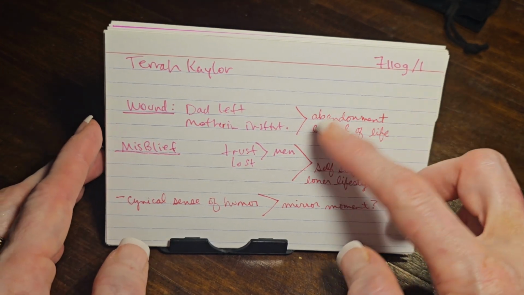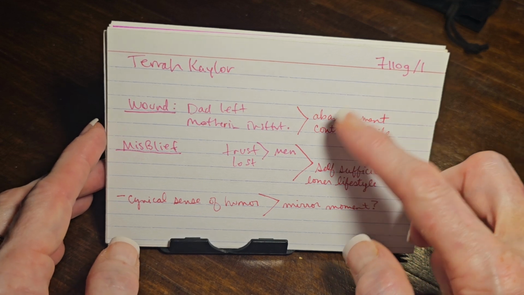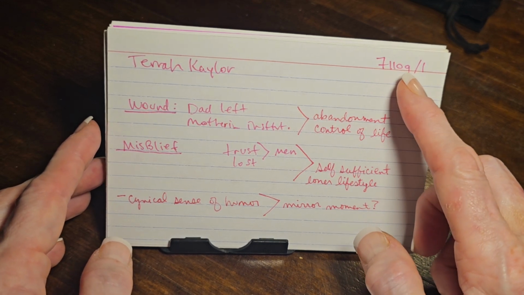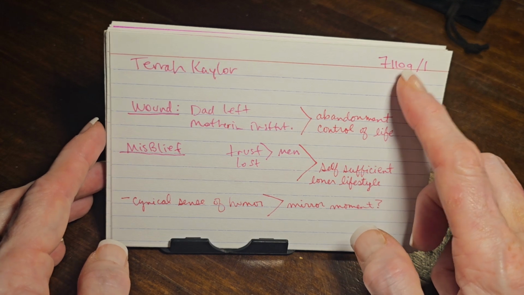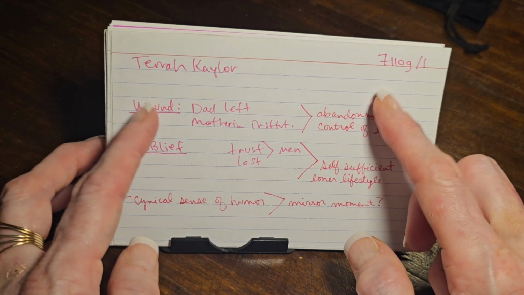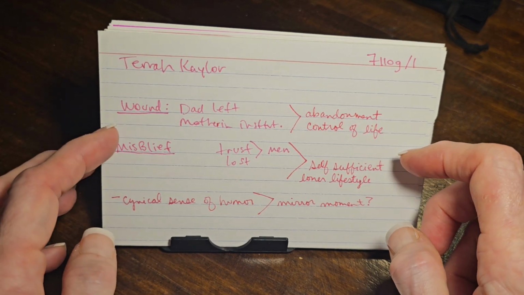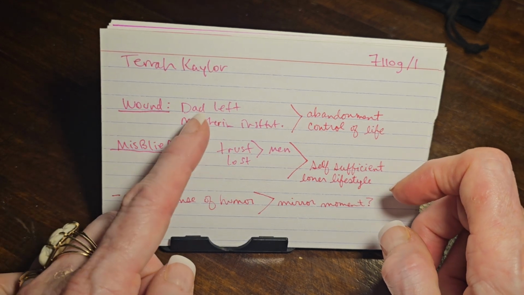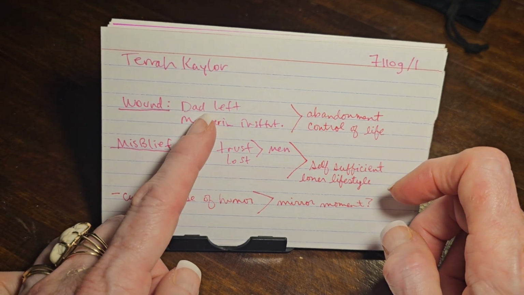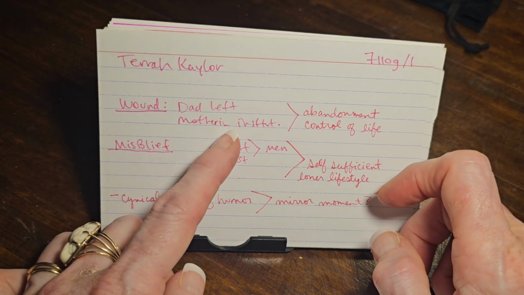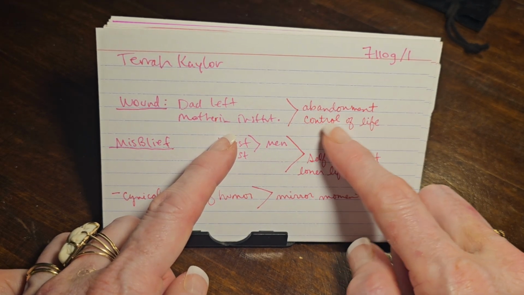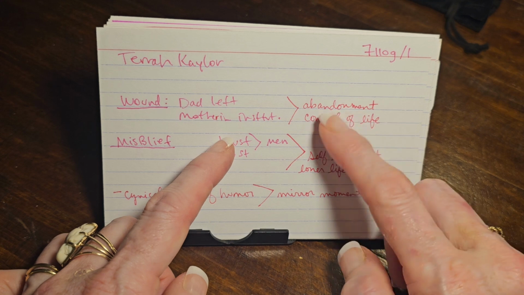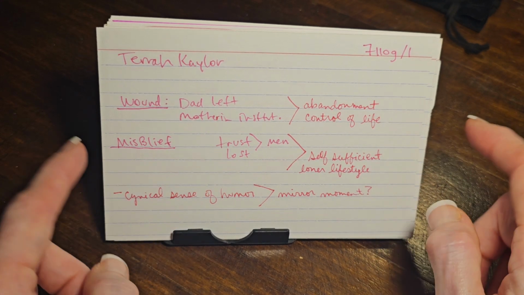On the next card, which is labeled 7110G/1, G is her character letter, because A through F are other characters. So you can see how I've just stuck that letter in there to make sure that all of her cards get placed right here. She has a wound from her past, which is her dad left when she was young. Her mother's in an institution. So we've maybe got some issues of abandonment there, maybe some uber control of her life. Just little notes to myself about her psychology.